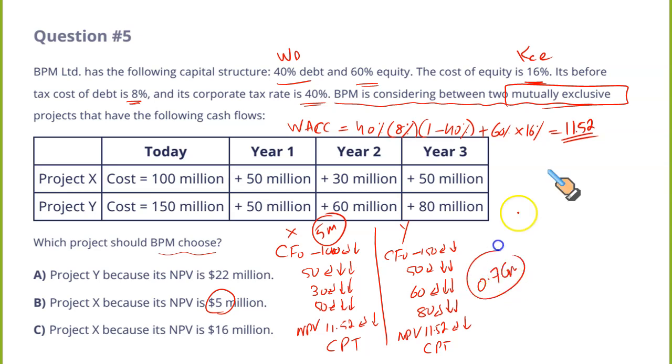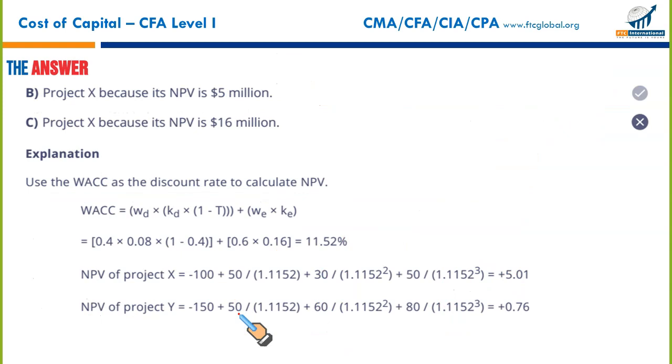So since they are mutually exclusive projects, we will put our money where there is more NPV. So that definitely makes X the better choice. Project X, because its NPV is $5 million. That is your correct answer, B.